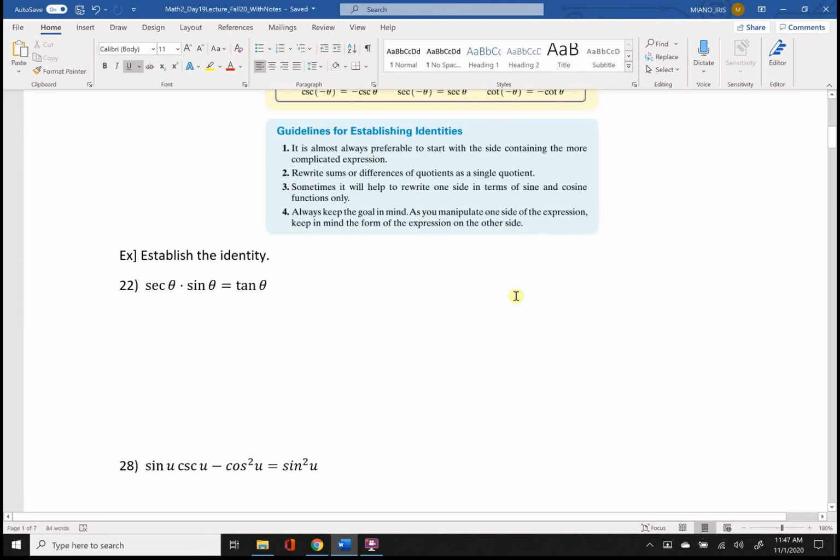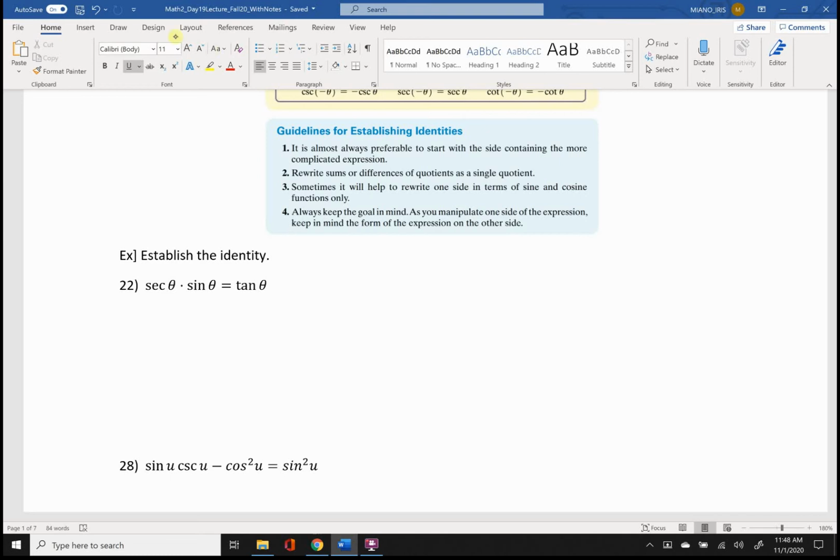I didn't see in the textbook that they did this particular kind of structure, but this is the way that I was taught when I first tackled these items. Let's look at this first identity, where we have secant theta times sine theta equaling tangent theta. According to the guidelines, we want to work on manipulating the left-hand side of the equation, and usually the more complicated stuff is on the left-hand side.